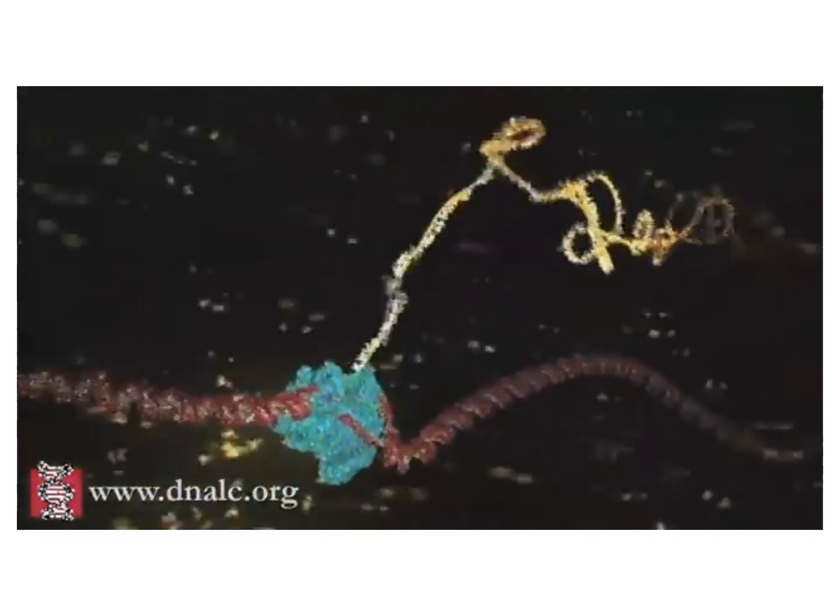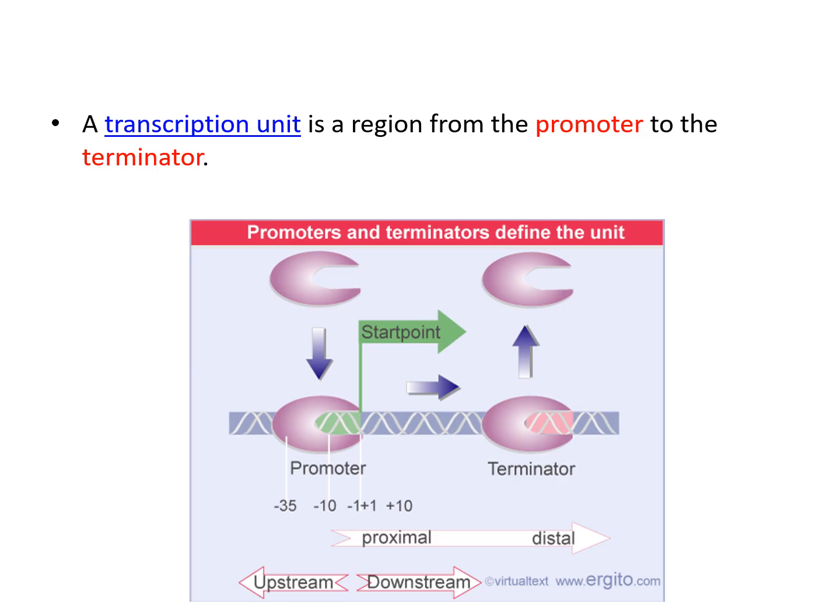So this is the process of transcription, to convert the DNA into the messenger RNA using the template strand to make the complementary messenger RNA. A transcription unit is a region from the promoter to the terminator. As you can see from this slide, we have the promoter and the transcription starting site, all the way to the terminator. This piece we call the transcription unit.